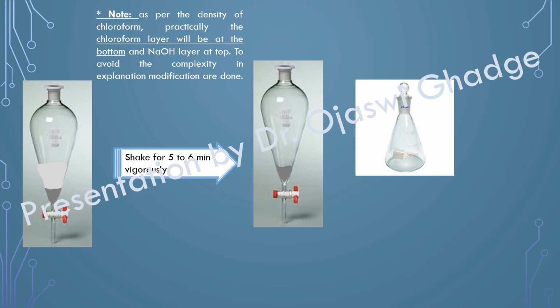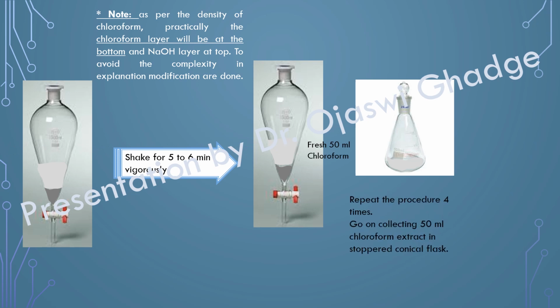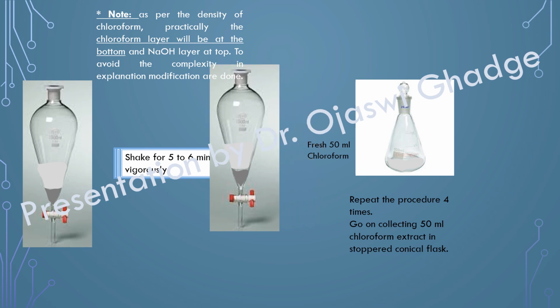Therefore we need repetition of this shaking. For the complete transfer of trimethoprim into the chloroform layer, we will again add fresh 50 ml chloroform in the separating funnel. Now this fresh 50 ml chloroform and our initial NaOH layer are still there in the separating funnel. Again we will repeat this procedure 4 times, meaning we will again shake it.